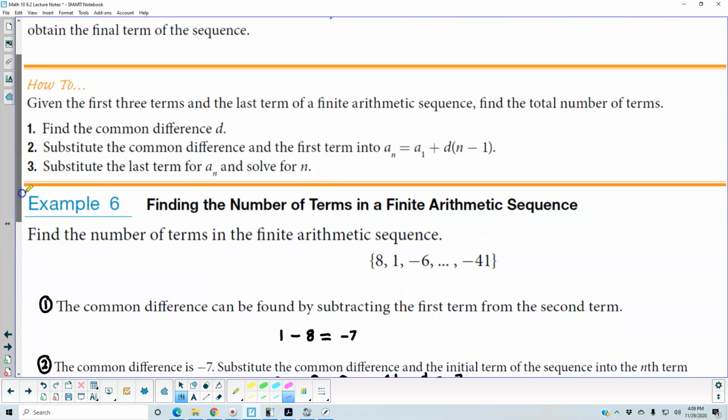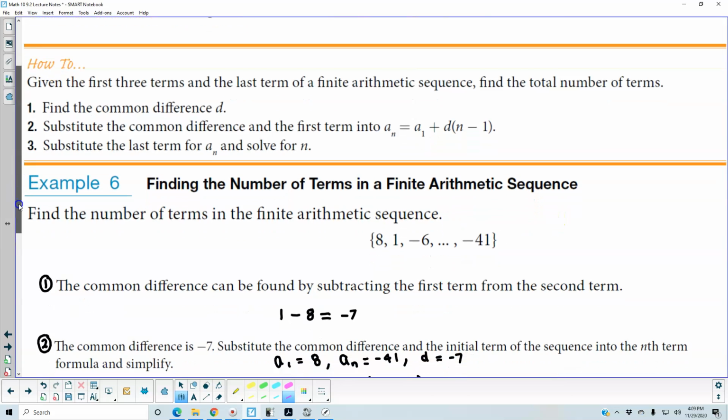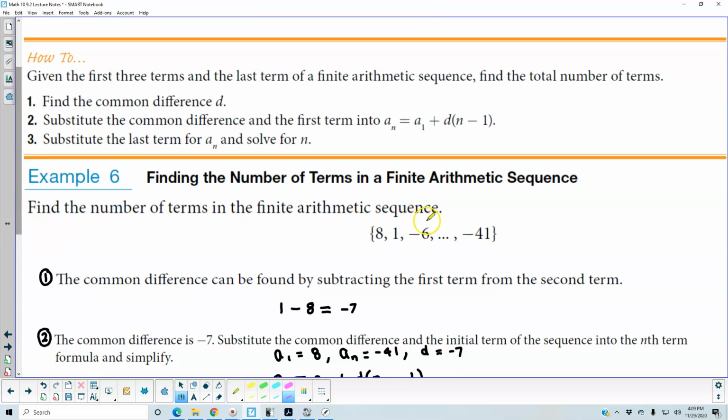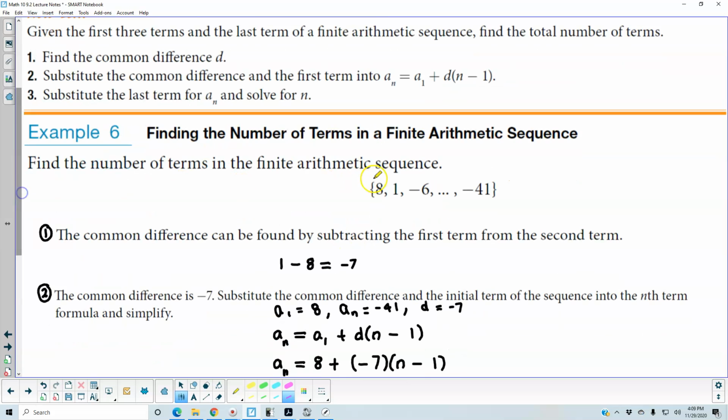So for example 6, we're finding the number of terms in a finite arithmetic sequence. In this case we have 8, 1, -6, ... to -41. So this is a finite sequence because it ends at -41. We want to find out how many terms total are in this sequence.